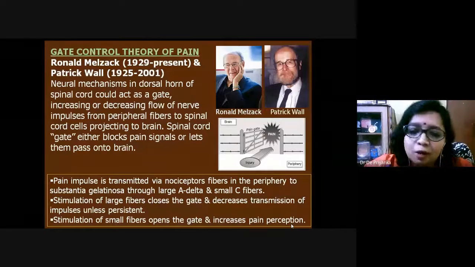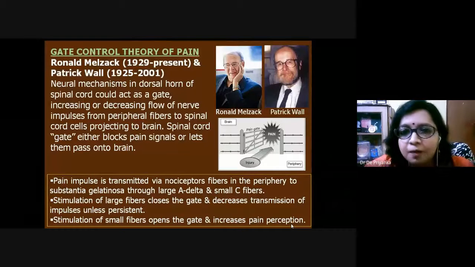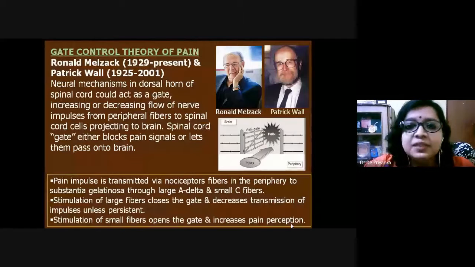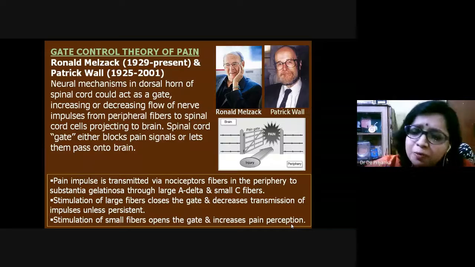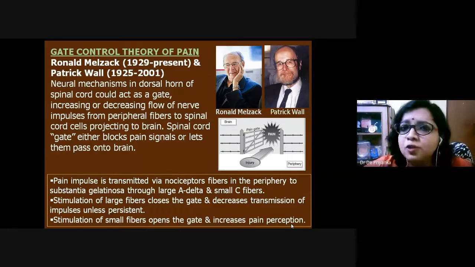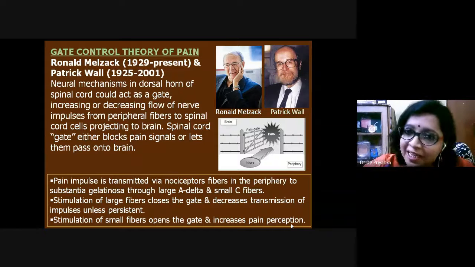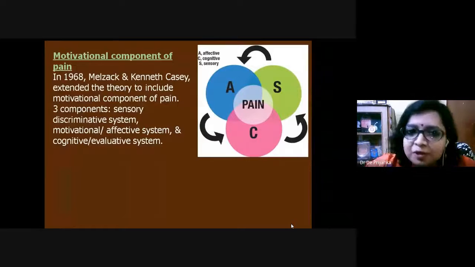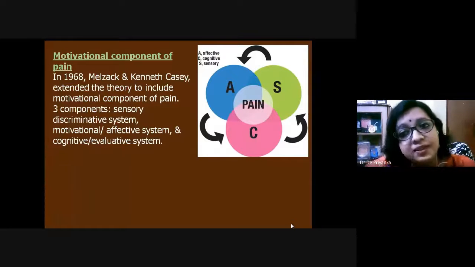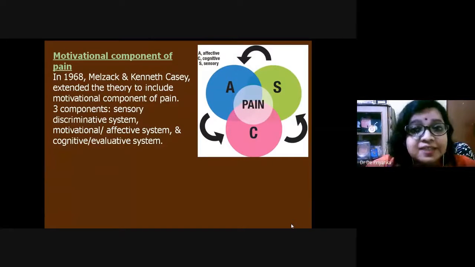There are lots of studies which have been done based upon this. Many other concepts have been added to it, but this is the basis of the gate control theory. Now, this person, Melzack, contributed throughout his life lots of studies on the neurobiological aspect of pain. And he was again the same person who came up afterwards, in 1968, together with another scientist, Kenneth Casey.